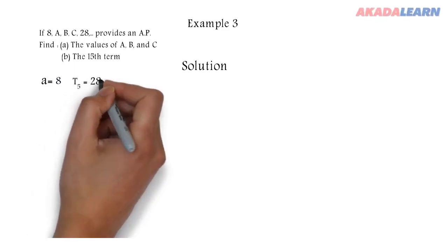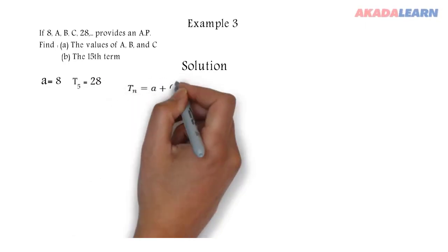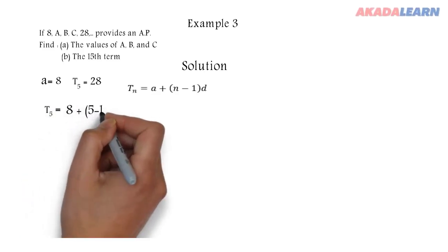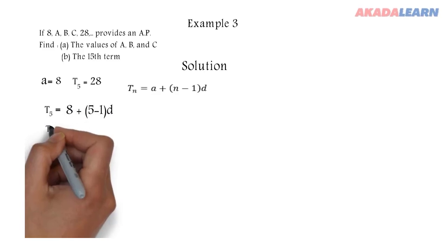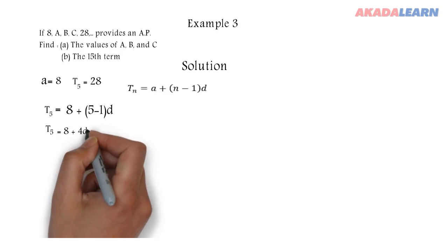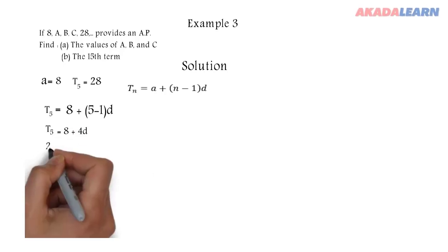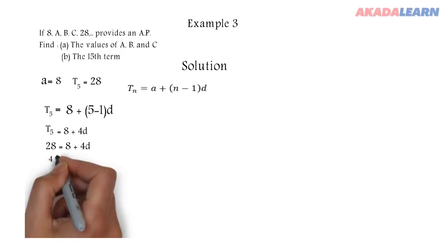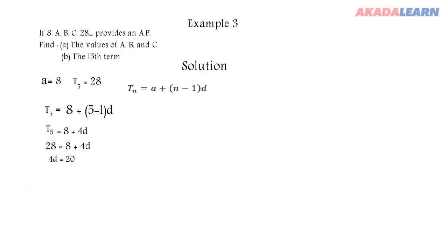So with these two values now, we'll be able to find out our common difference. Tn is equal to a plus n minus 1 times d. So T5 now will be equal to our a, which is 8, plus 5 minus 1 times d. We don't know d yet, but we know T5, and T5 is given to us to be 28. So we are going to substitute in and simplify further. So 28 equals 8 plus 4d. We subtract 8 from both sides. We have 4d is equal to 20. We divide both sides by 4, and our common difference is 5.